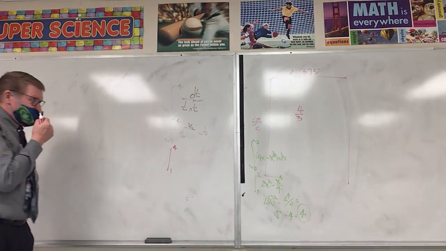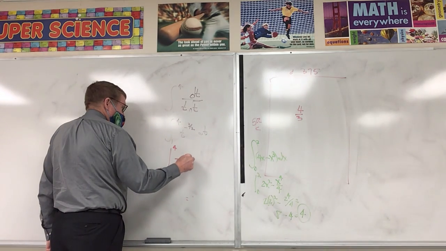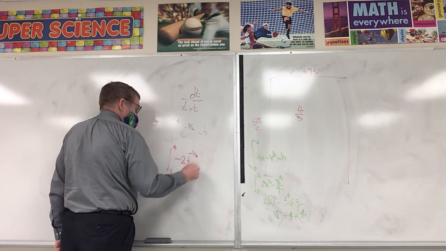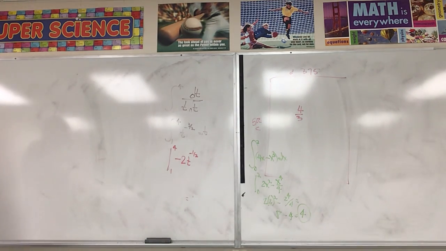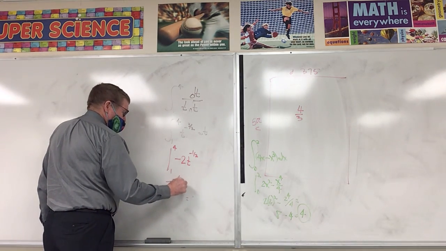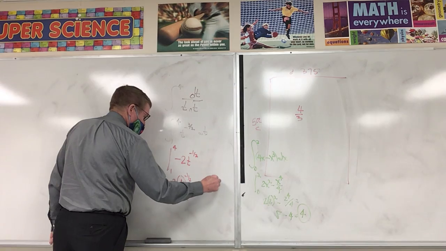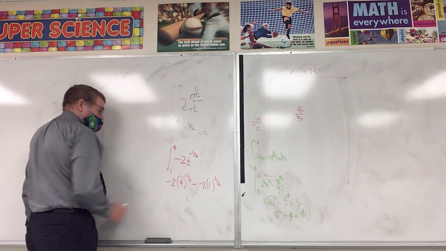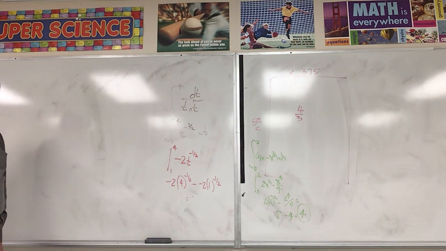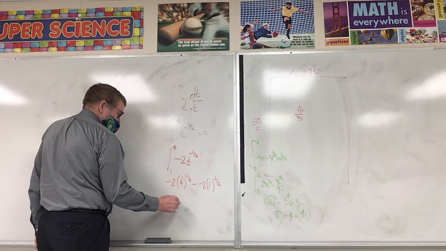Antiderivative of t to the negative 3 halves is negative 2t over 3. No, to the negative 1 half. Sorry. So now you got negative 2 times 4 to the negative 1 half minus negative 2 times 1 to the negative 1 half. 4 to the negative 1 half is 1 over 2. Agree? 1 over 2 times negative 2 is negative 1.